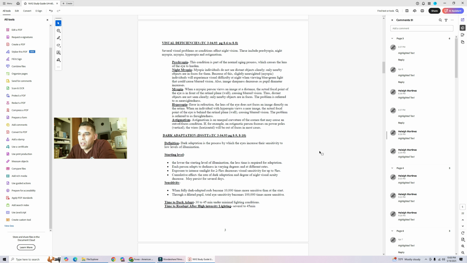Sensitivity. When fully dark adapted, rods become 10,000 times more sensitive than at the start. All right, so if you get your eyes dilated, through a dilated pupil, total eye sensitivity becomes 100,000 times more sensitive. That's why your eyes hurt after the eye doctor dilates them, because you're getting 100,000 times more sensitive than you would be during the day. Time to dark adapt: 30 to 45 minutes under minimal lighting conditions. Time to readapt after high intensity lighting: several to 45 minutes. That's because everybody does it differently.